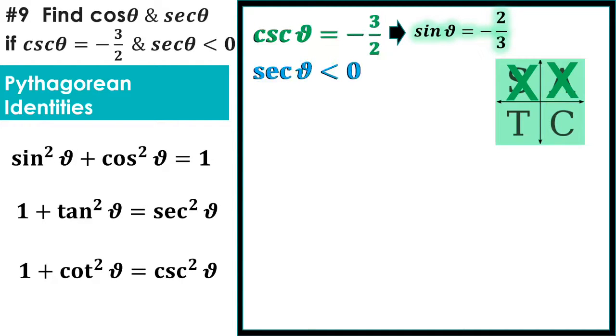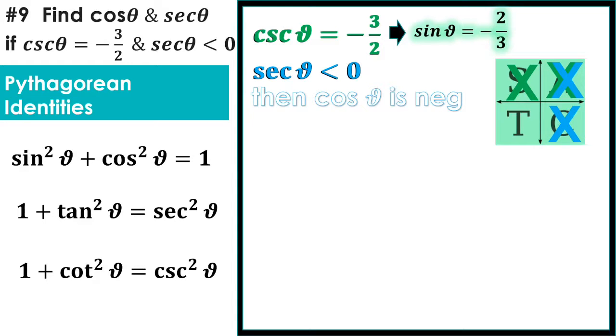We also know that secant of theta is less than 0. Less than 0 means negative. So if you have a number less than 0, it's a negative number. And if secant is negative, well, the reciprocal function for secant is cosine. So if secant is negative, then cosine is negative. So we don't want to use any quadrants where the cosine is positive. The cosine is positive in quadrants 1 and 4, so we want to eliminate those two quadrants. Now we know that we are located in quadrant 3.